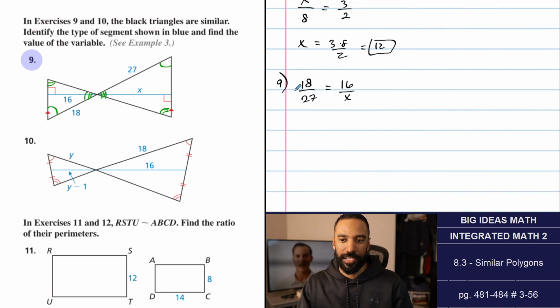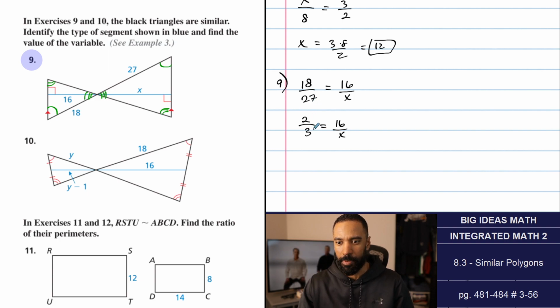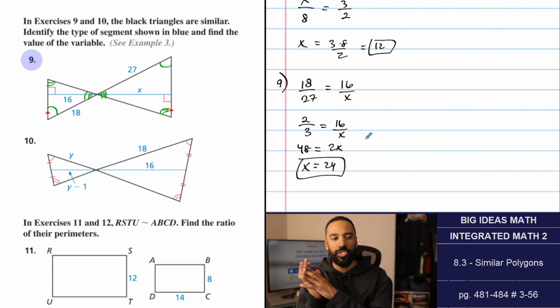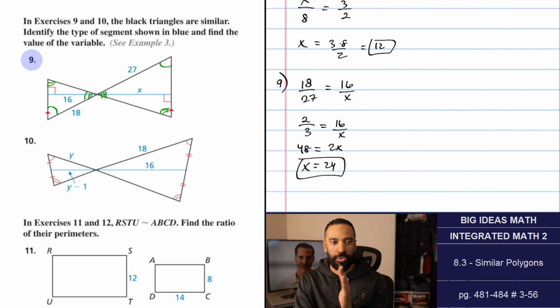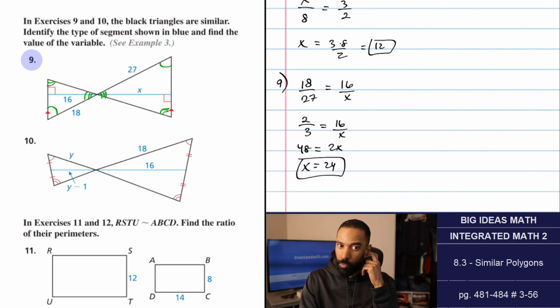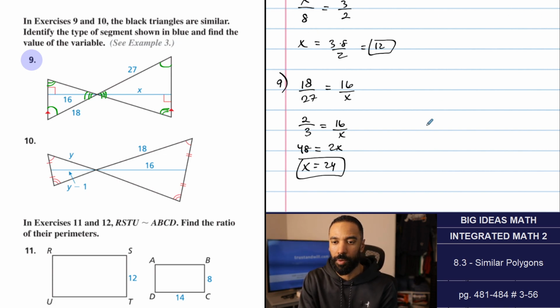So it goes like that, and again, the book didn't really do much on reducing fractions. I'm going to keep doing that for my sake, 27 times 16, and this will still get me the same answer. 3 times 16 is 48, was a 2x, and then x is 24, so that's the length of that. And once again, we're doing similarity ratio stuff, so 18 is 2/3 of 27, 16 is 2/3 of what number, right? That's 24, and that's what we're getting.